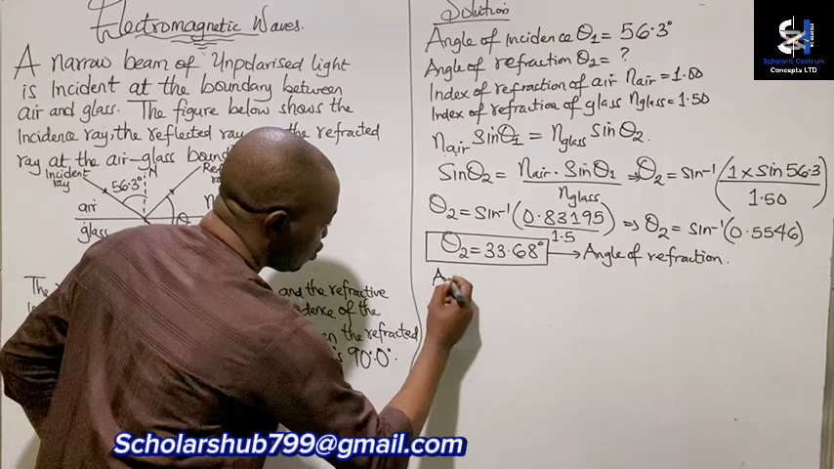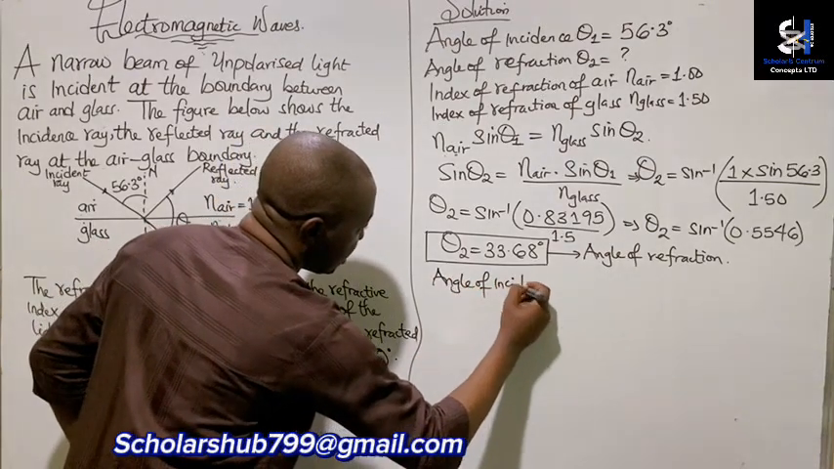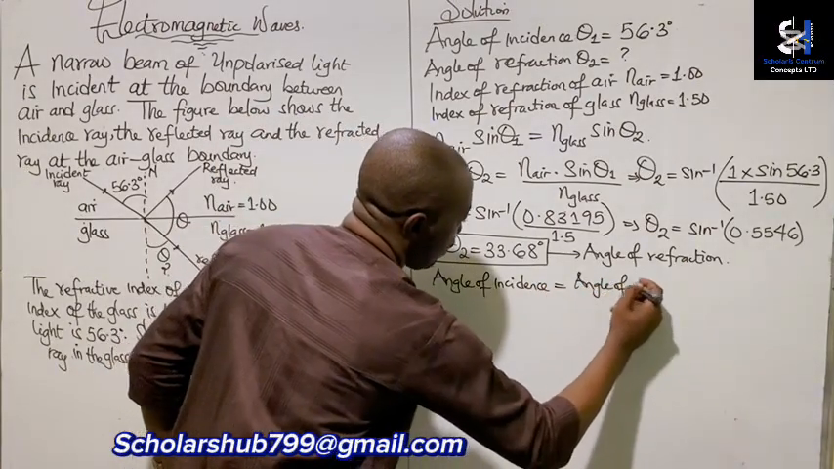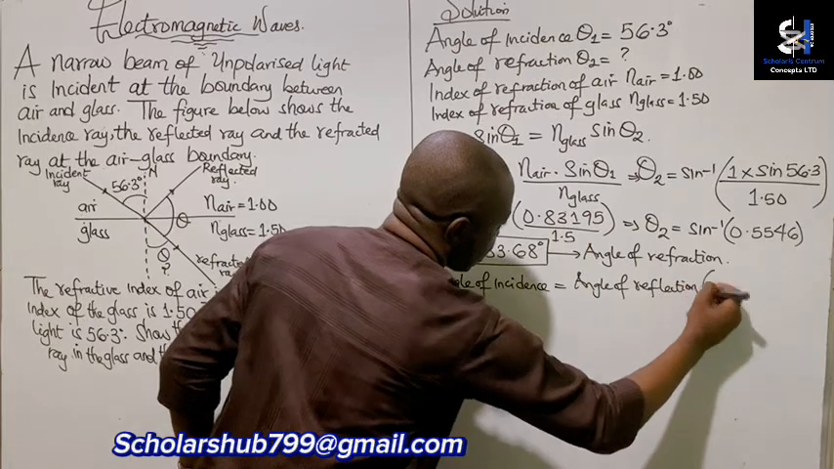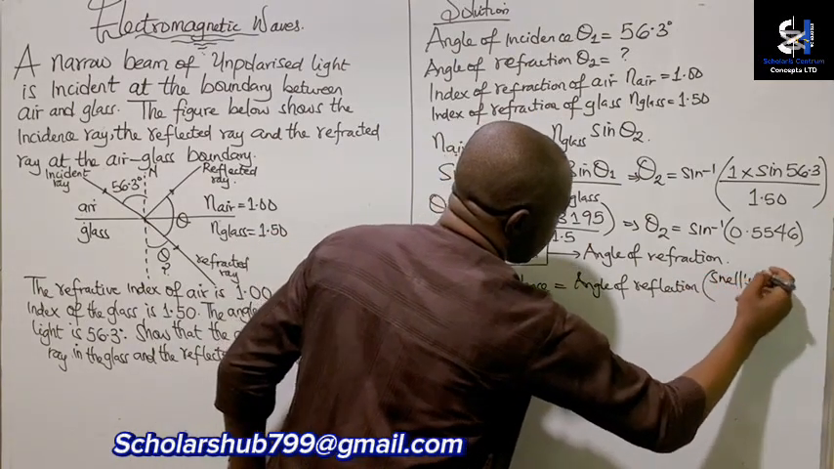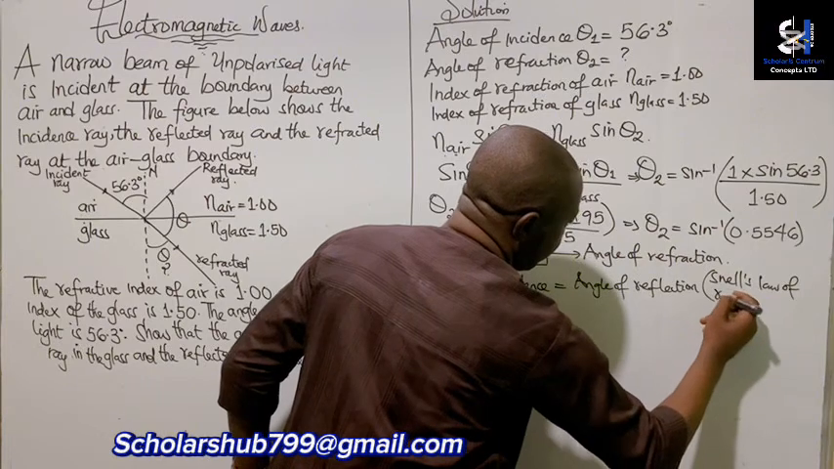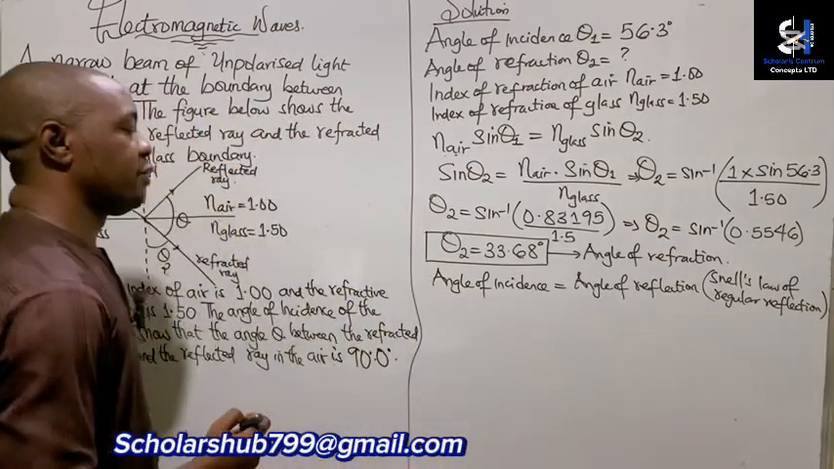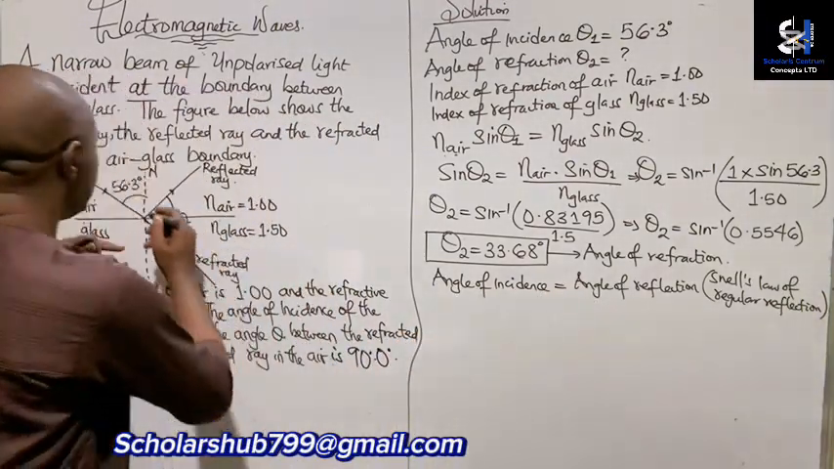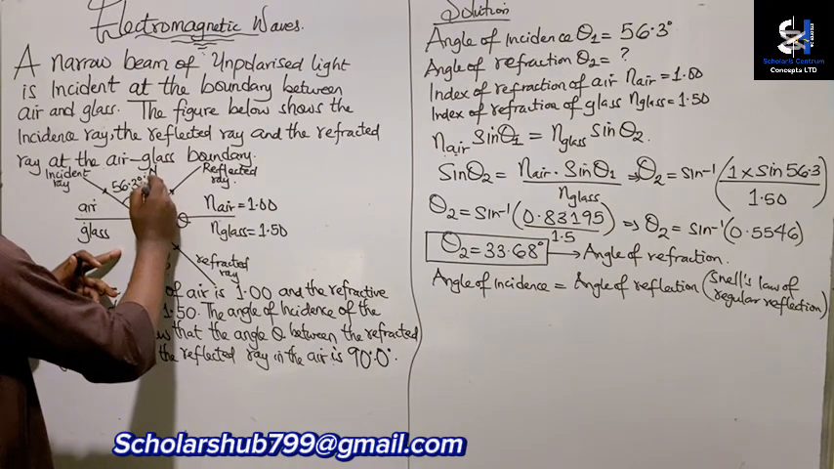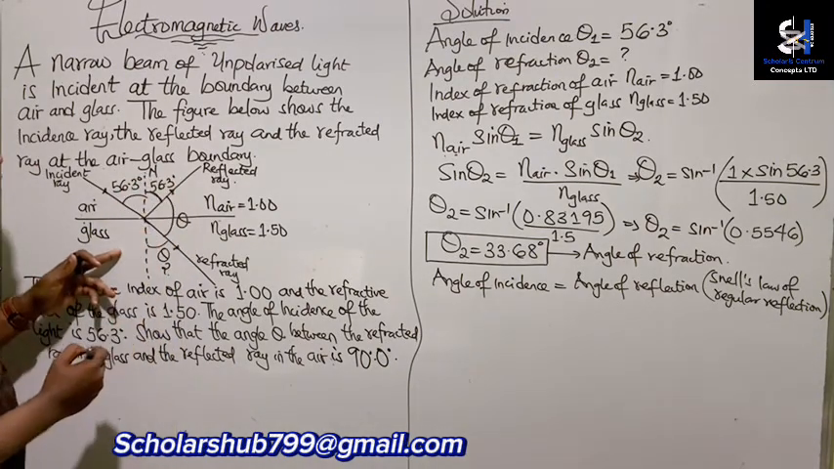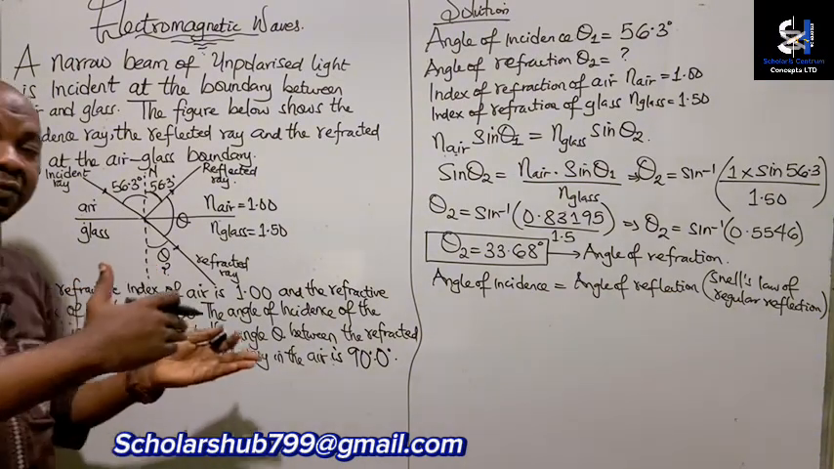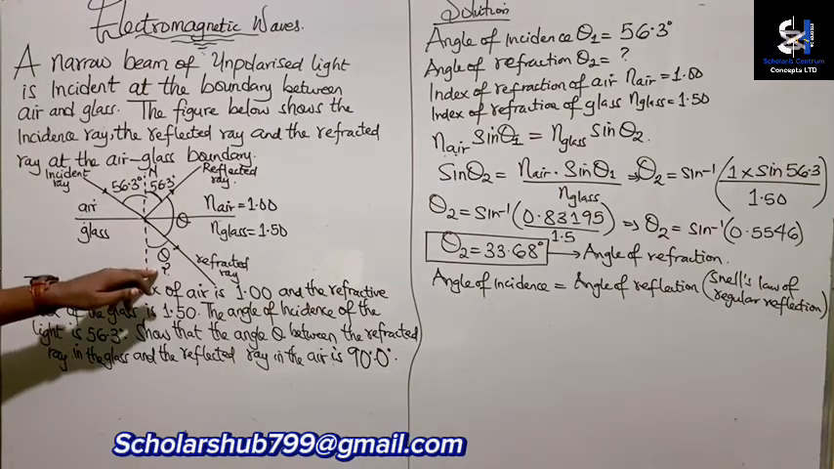Angle of incidence is equal to angle of reflection, which is according to the law of regular or specular reflection. So the angle of reflection in this case will be 56.3 degrees. We also just found the angle of refraction, which is the angle that the refracted ray makes with the normal.